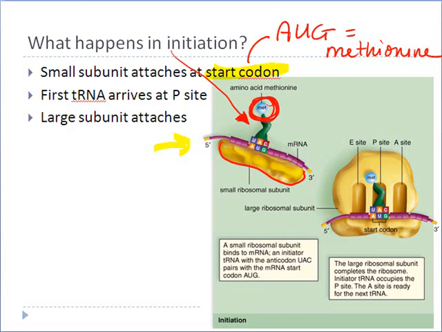Now, next thing that happens, we still don't have a functional ribosome yet because we're missing the large subunit. The large subunit will now attach itself over top of this transfer RNA and attach itself to the small subunit. So now we have a functional ribosome here, and in that functional ribosome there are 3 regions called an E site, a P site, and an A site. Those are critical for us to know what's going on in the next slide, but there are 3 sites, and when we start out here, the methionine is in the P site.